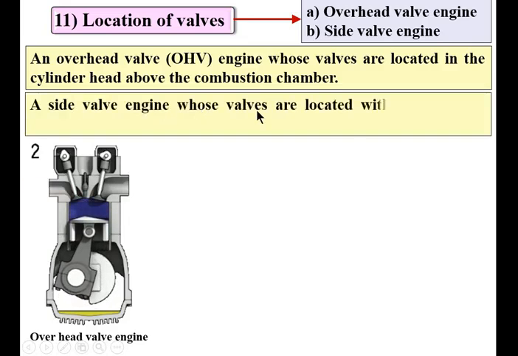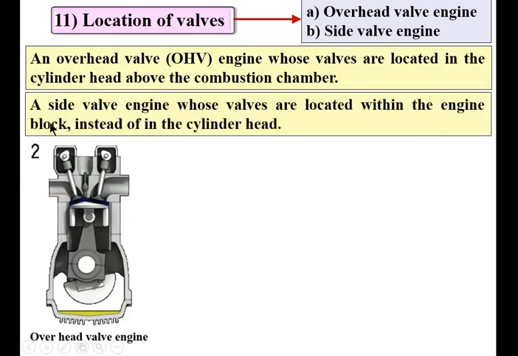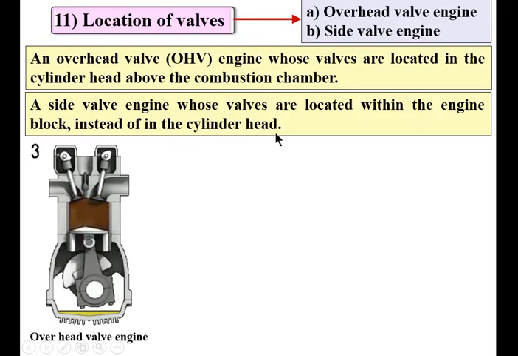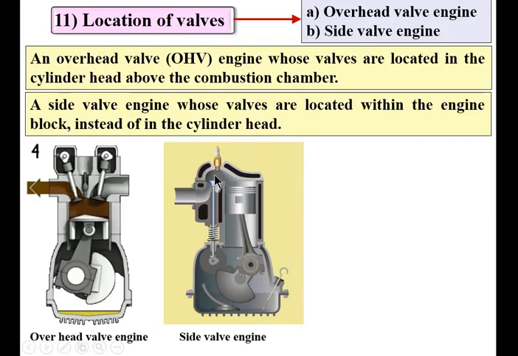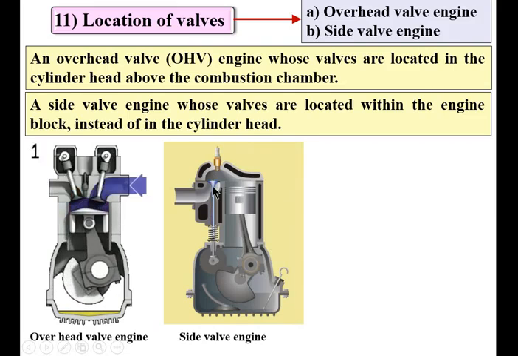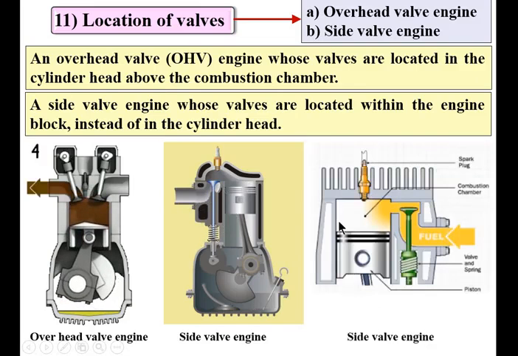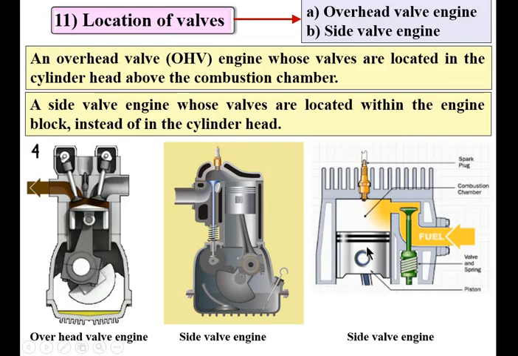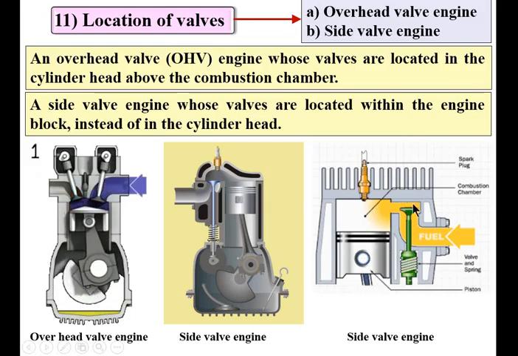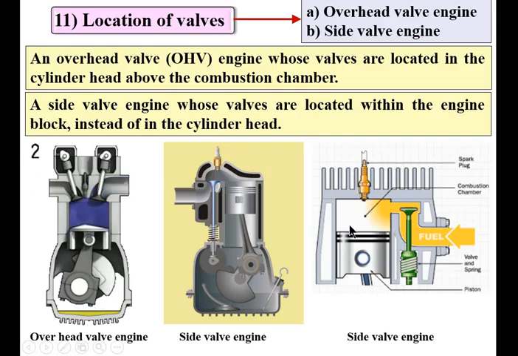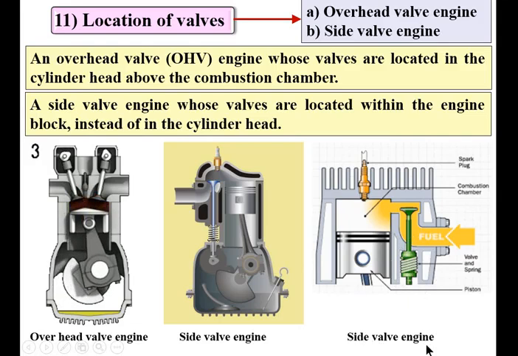A side valve engine is one whose valves are located within the engine block instead of in the cylinder head. So here you can see valves are located in the side of the engine cylinder and that's why it is called the side valve engine. Look at the other figure. Here this is the engine cylinder and valves are located not above the combustion chamber but in the side position, and that's why it is called the side valve engine.